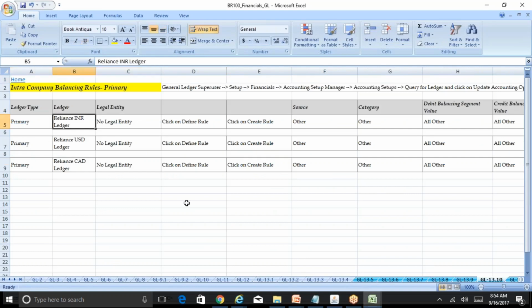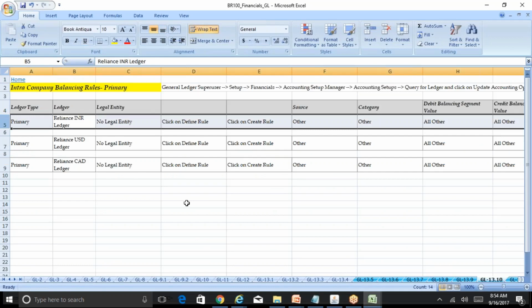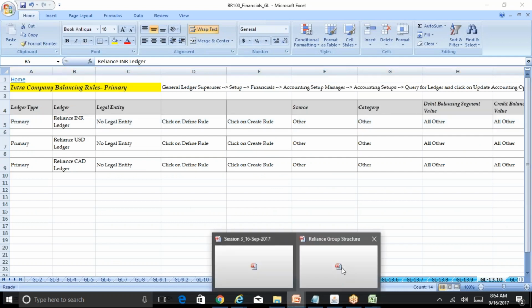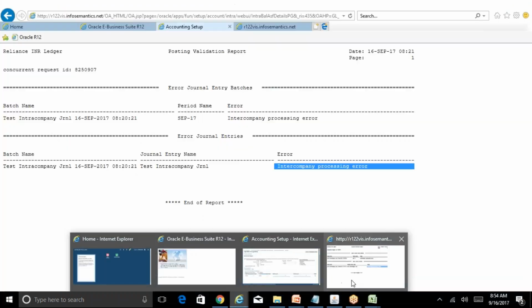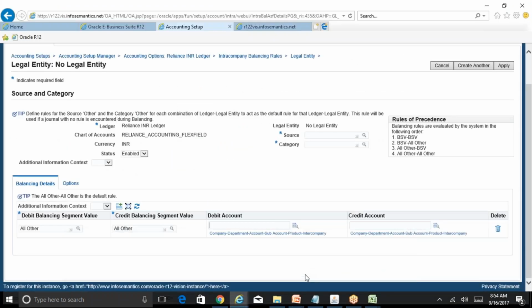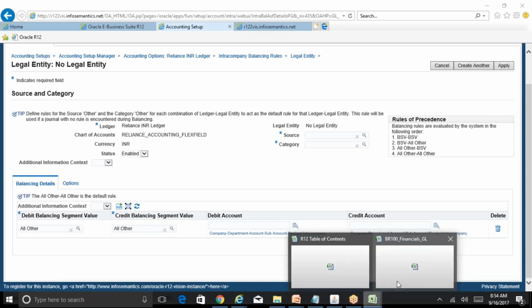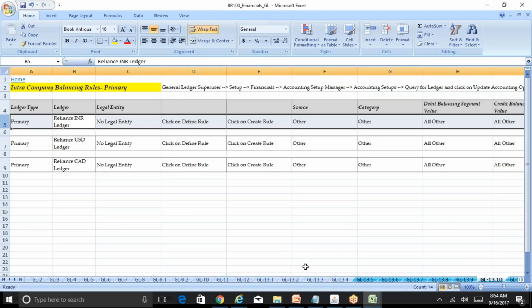Okay. So concentrate on the first one. What I did is I completed this BR100 document even for the other ledgers also, that is the USD ledger and the Canada ledger, because we want those setups to be complete when we are doing a consolidation. So from a document perspective, I have completed the entire configuration for USD as well as the Canadian ledger. Even in the system also I completed that.